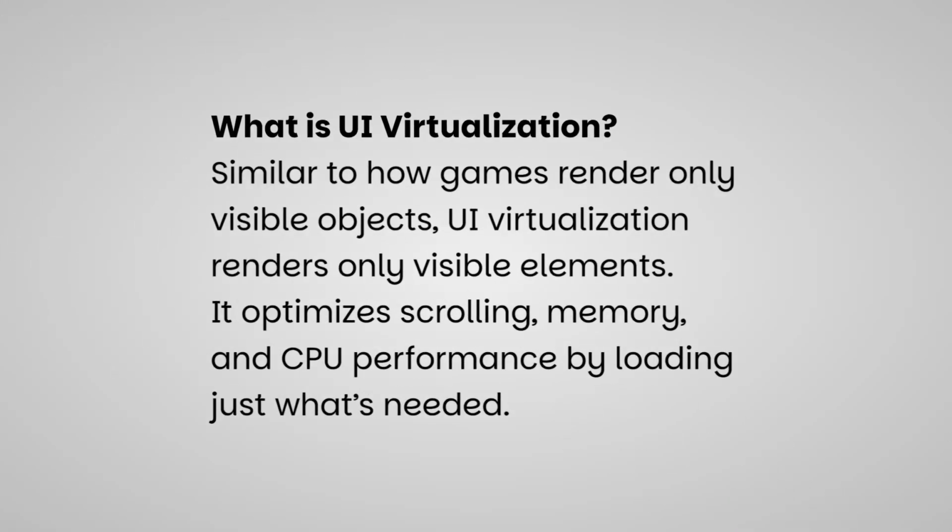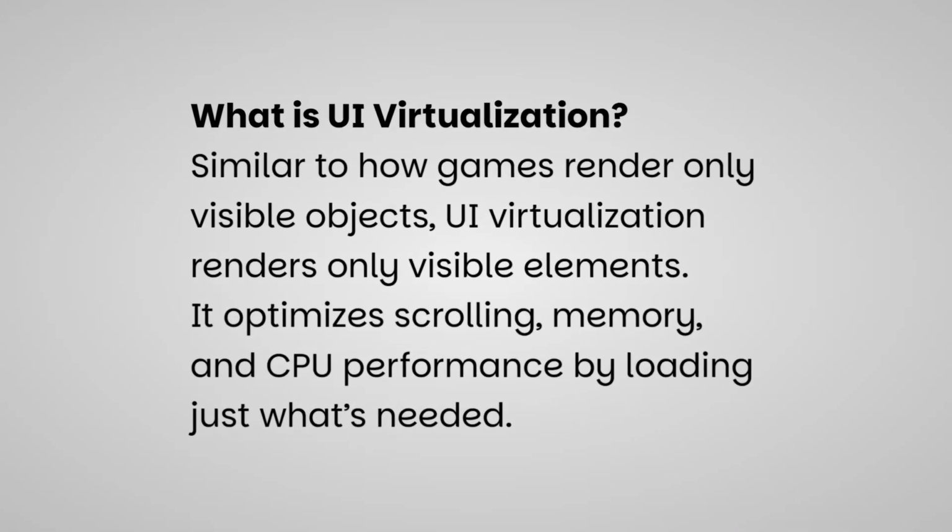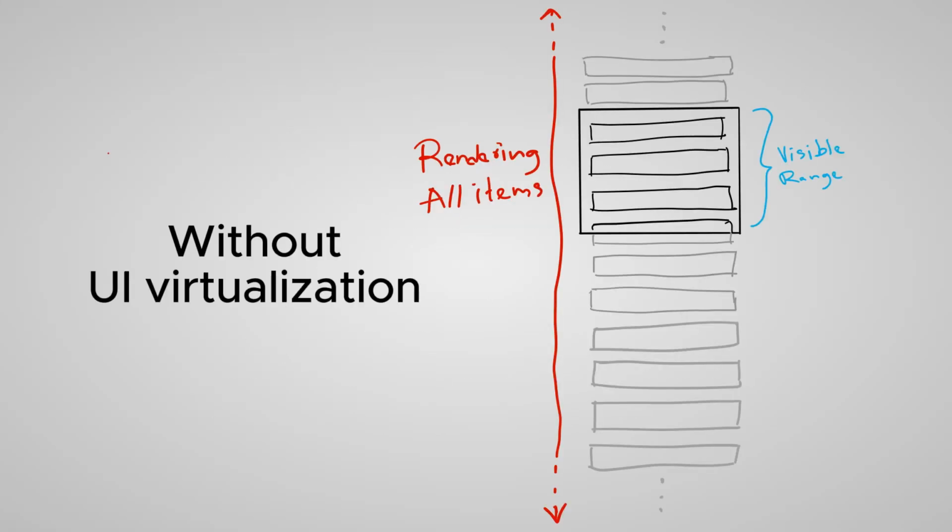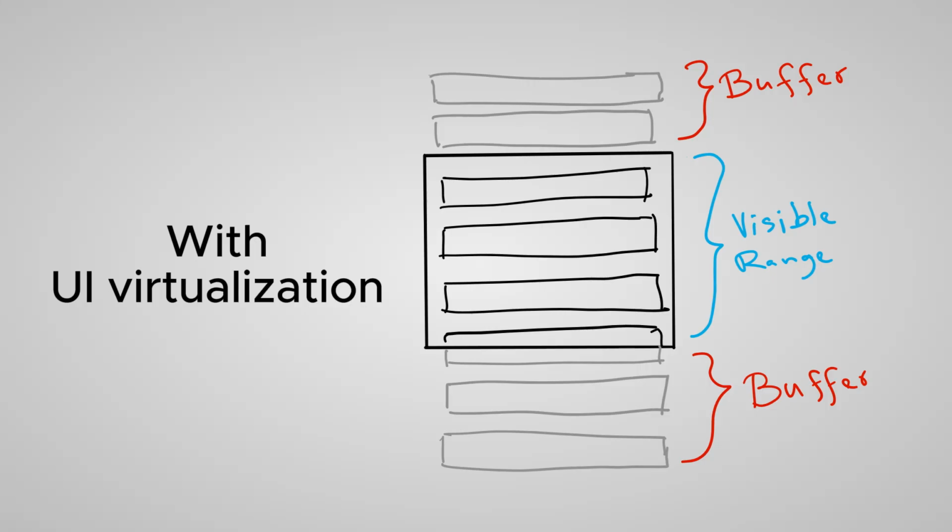UI Virtualization in web development works much like culling in games. In a game, objects that are outside the player's view aren't rendered. Similarly, in web apps, UI Virtualization ensures that only the elements currently visible on the screen, or nearby, are rendered. The rest are temporarily skipped to save resources. This technique is particularly useful for applications with large amounts of data, such as tables with thousands of rows or infinite scrolling lists. Instead of rendering everything at once, only the items in the viewport are created and displayed.